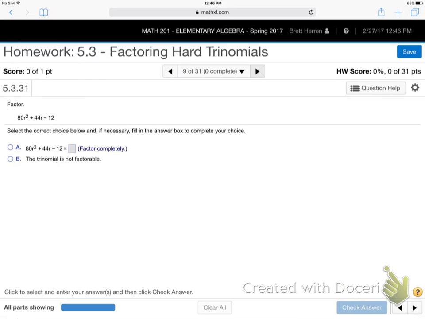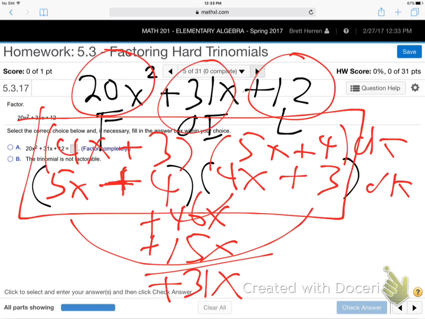Why didn't we do that on the last problem? Good question. Let's look back at the last problem. Look at 20, 31, and 12. 31's a prime number, so there's no number that goes into all of those. They don't all divide by 2. 31 doesn't divide by 2. Nothing goes into 31 except for 1, and we don't do 1.